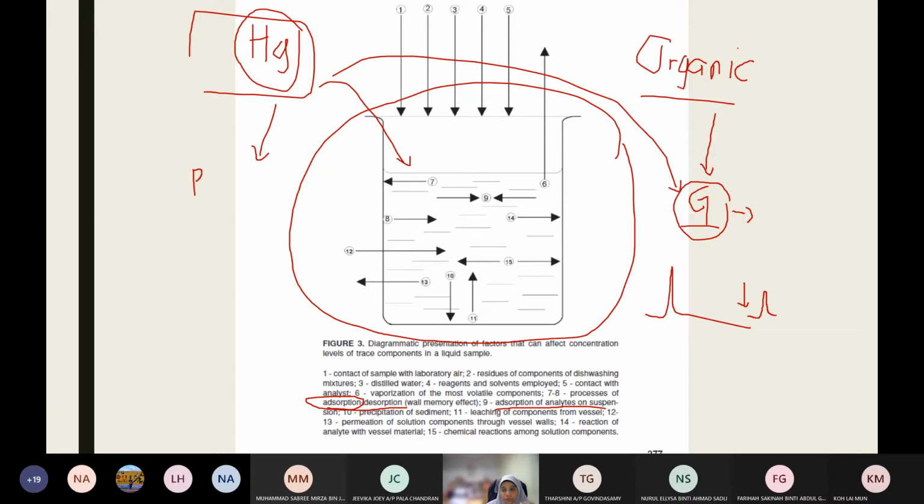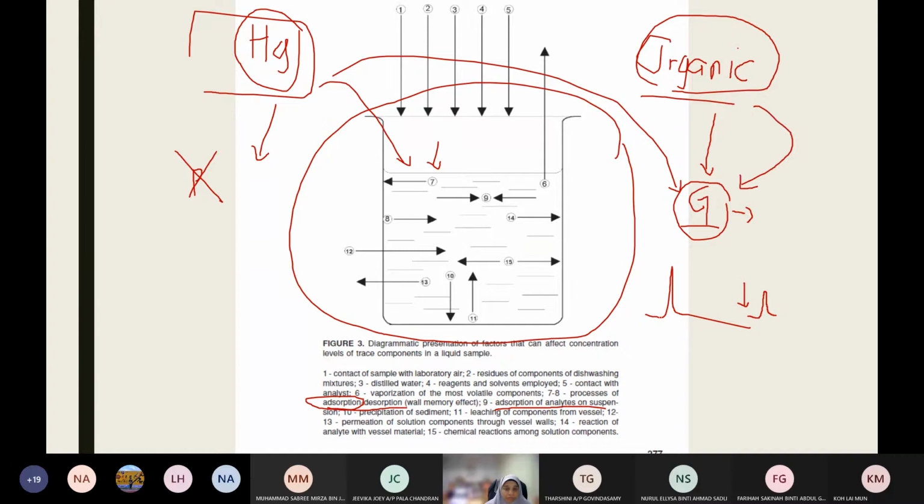Okay. So the second one, why should we avoid plastic bottles for organic analysis? Because as we know, plastic bottles are made of some polymers, and these polymers can be released and then contaminate your samples. So we don't want any leaching out from your plastic bottle to disturb your analysis. So that's why we must avoid all plastic bottles, and glass bottles are very suitable for organic analysis.